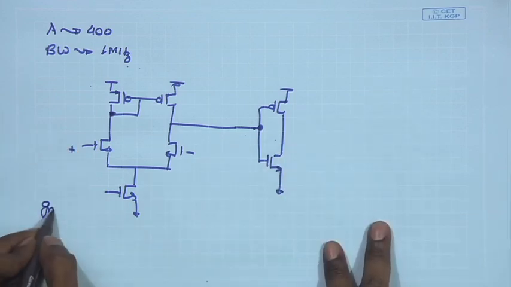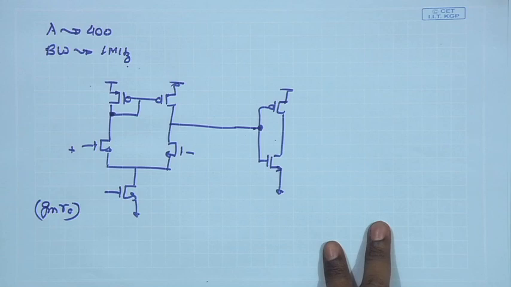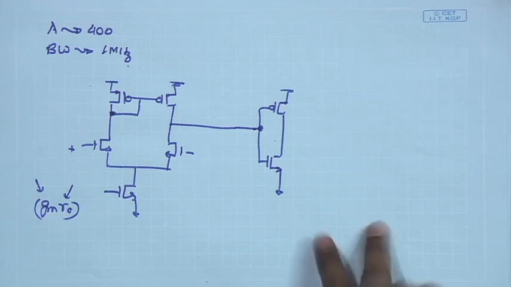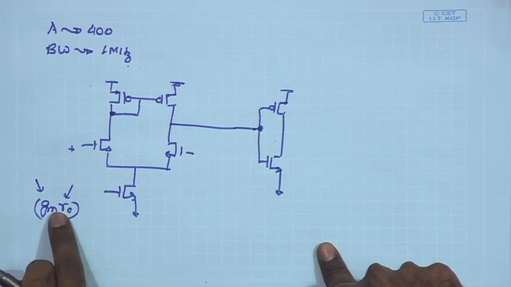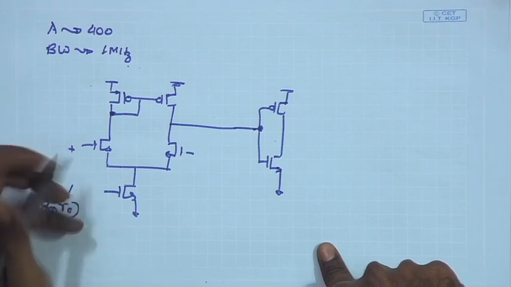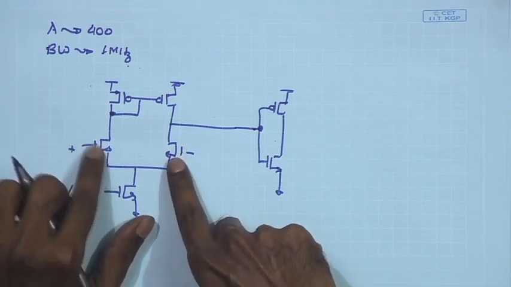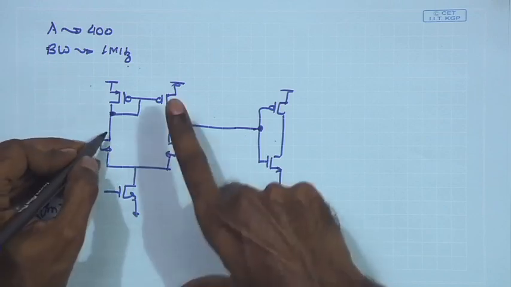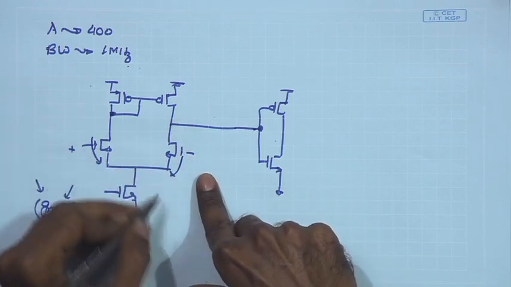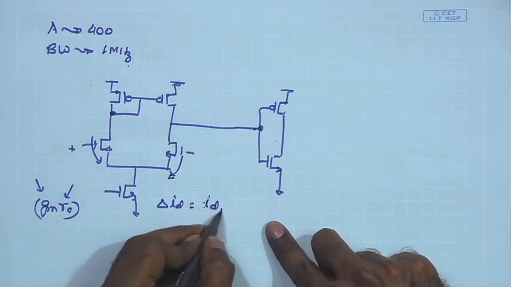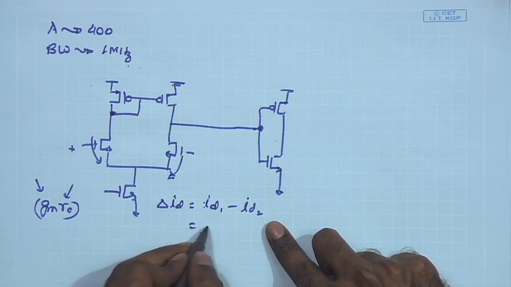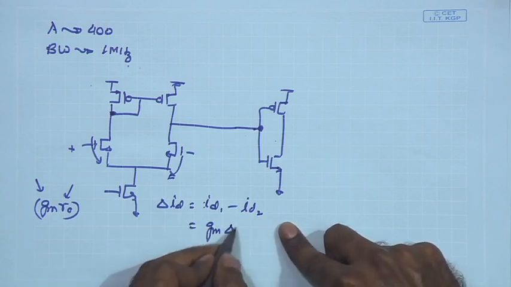There we have two cases. If you are depending upon this gm ro product of the first stage in order to obtain the overall swing, either you can have a larger gm or you can have a relatively large ro to obtain that while meeting the bandwidth constraint. Case one, if you have large gm. That means the difference in the overall current that you get, assuming small signal operation, delta ID, that is say ID1 minus ID2, is going to be proportional to gm times delta Vin.